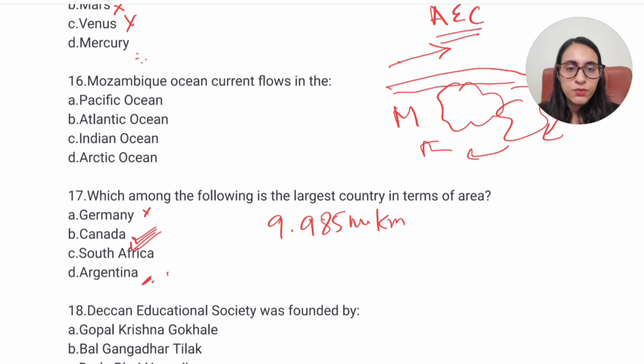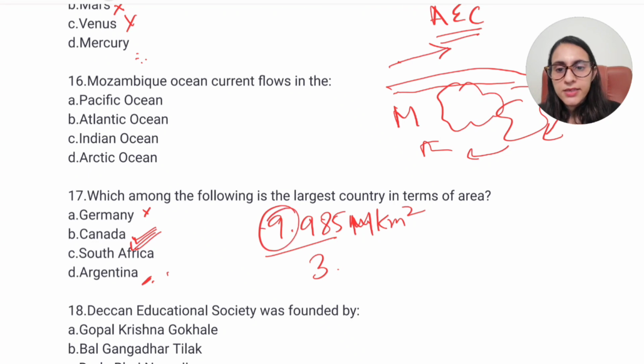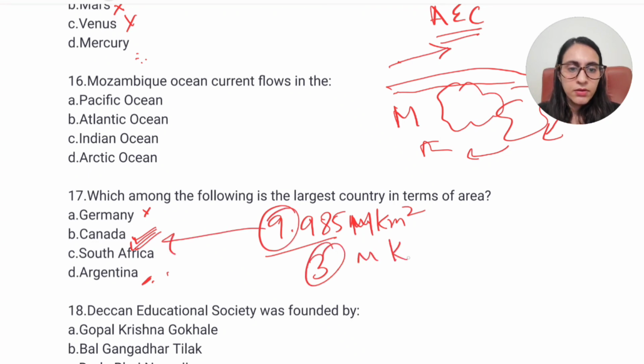The surface area of Canada is 9.985 million square kilometers, and the surface area of India, if you see, is 3 million. So 9 million is Canada and 3 million square kilometers is for India. So you can see Canada is the largest country in terms of land.